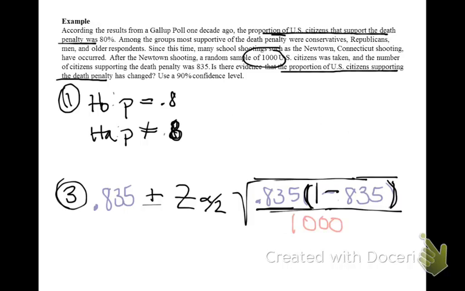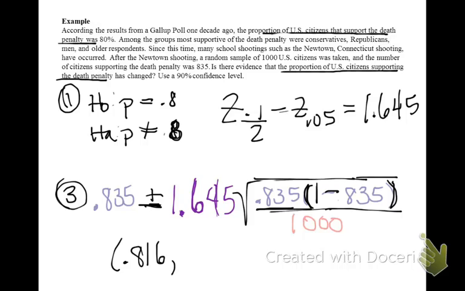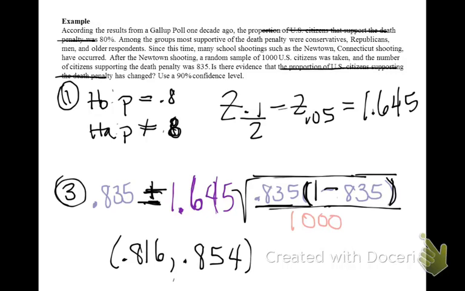A 90% confidence level corresponds to a z 0.1 over 2, or a z 0.05. And we know that this number is 1.645. We'll plug this number into the confidence interval as well. When you do 0.835 minus 1.645 times this square root, that will give back 0.816. And when you do 0.835 plus 1.645 times the square root, that will give back 0.854.